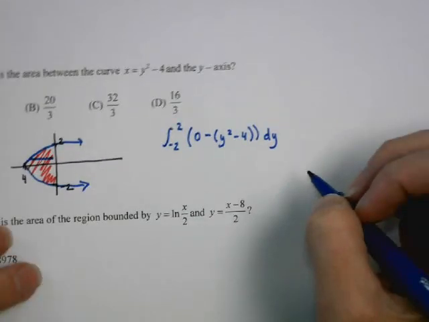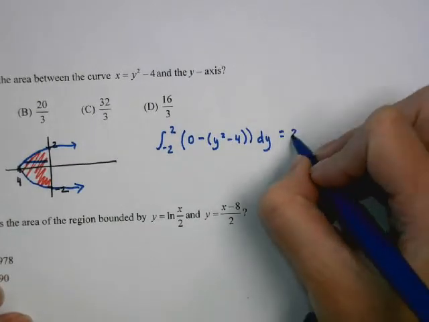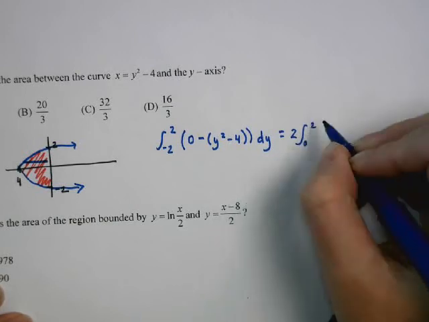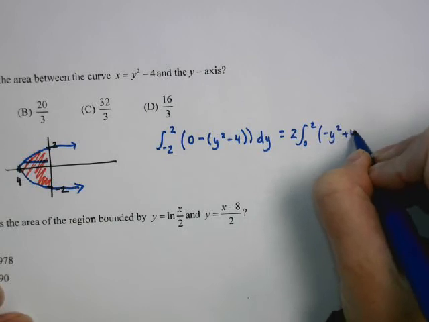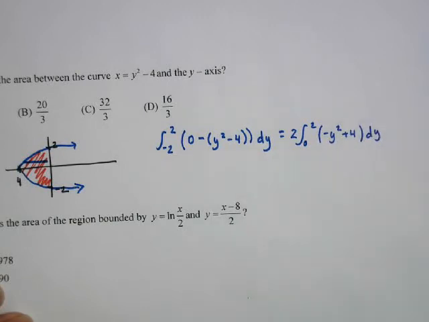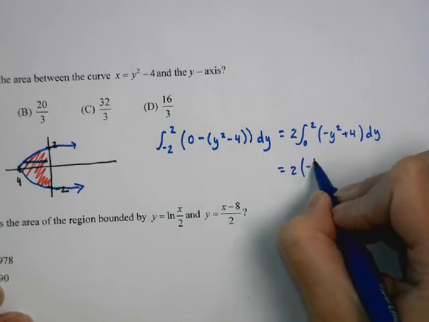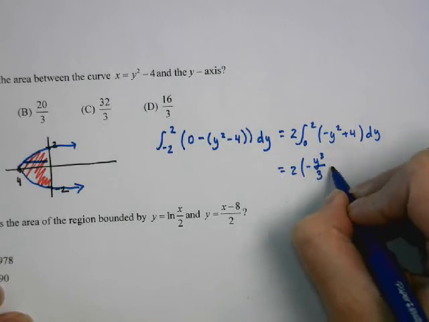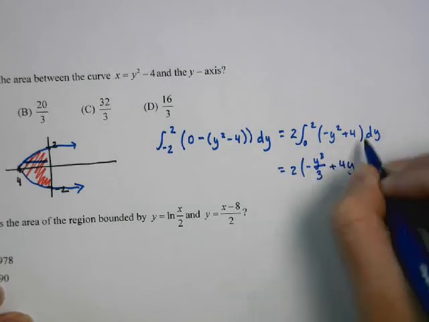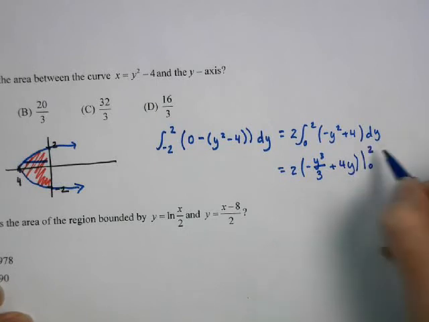Okay, so this is, I'm going to go ahead and rewrite it as 2 times the integral from 0 to 2 of negative y squared plus 4, which is going to be 2 times negative y cubed over 3 plus 4y, evaluated from 0 to 2.